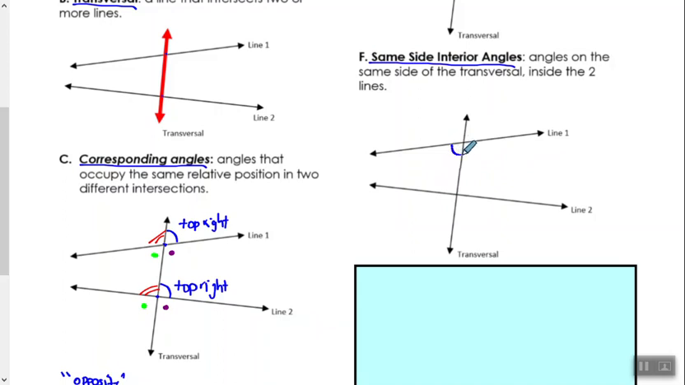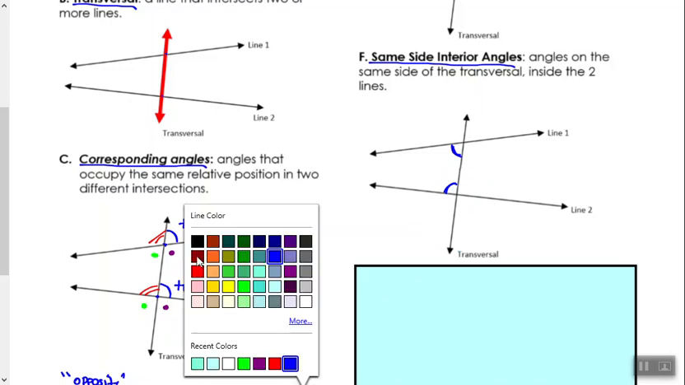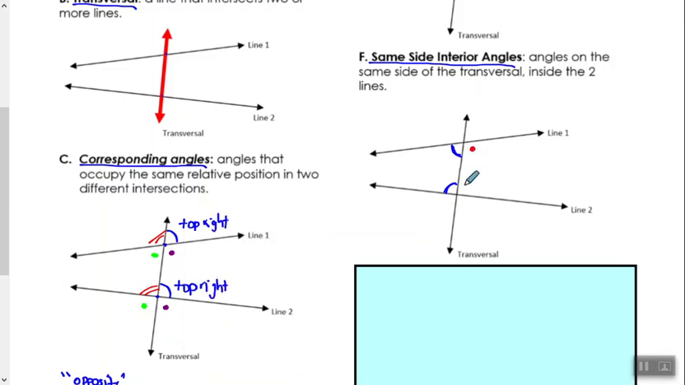And same side interior is going to be, okay, here we have one, and here is another. So they're on the same side of the transversal. So same side interior angles. So same side of the transversal, and they're inside the 2 lines. So same side interior for this one will be here.